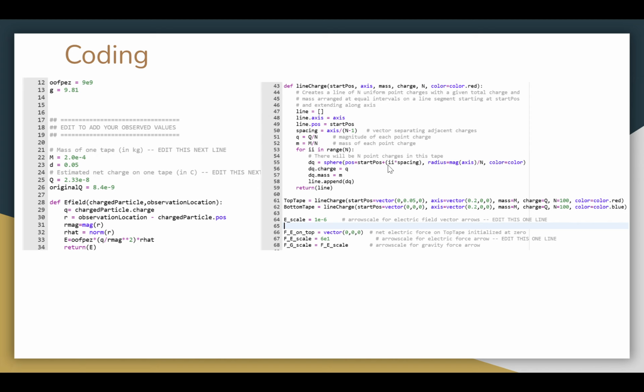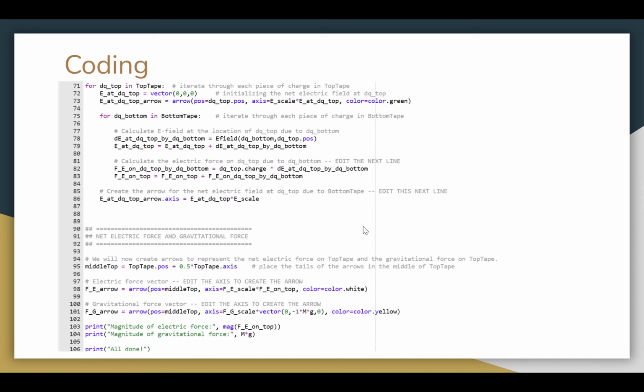And now looking on the right side, you can see that we are defining our line charge, which is basically going to break the tape into multiple segments and distribute the charge evenly across them. And this is the main differentiator in this lab versus the previous lab, as all of these different segments of tape having a charge will allow us to draw contrast with treating it like a point charge. And here on the bottom, you can look at the top tape and bottom tape defined, as well as the E-scale.